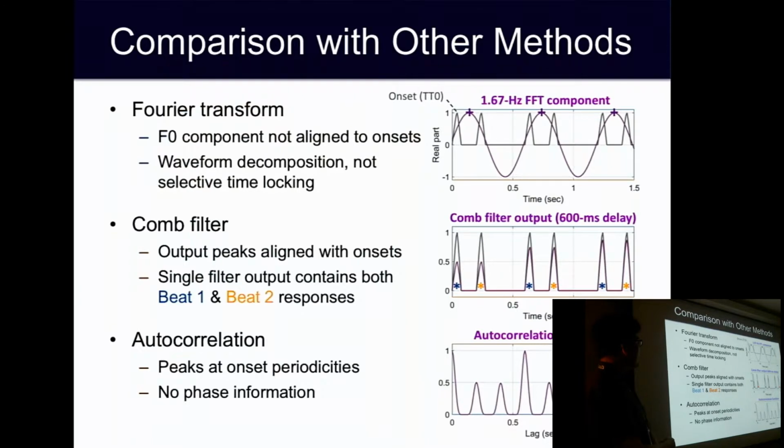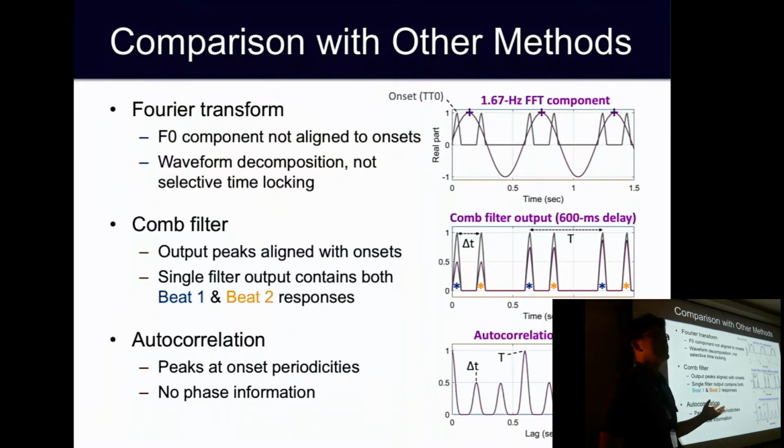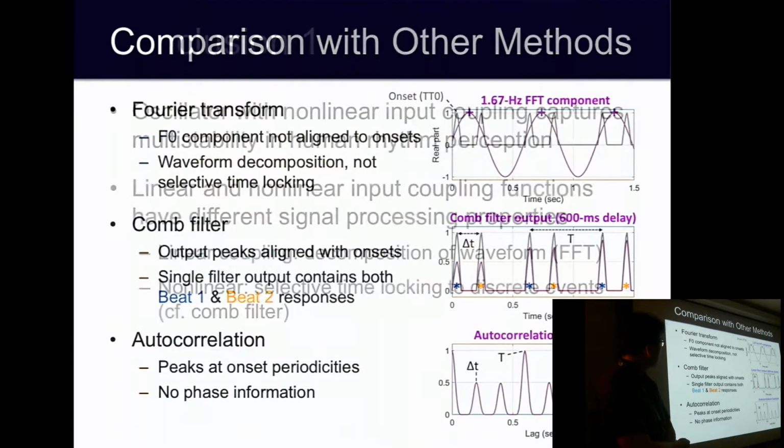Then autocorrelation for TT0 has peaks at onset periodicities. For example, delta T, the shortest IOI, and capital T, the period of the whole rhythm. But it doesn't give you any information about the phase. There should be some 1.67 hertz or 600 millisecond periodicity, but where's the beat? It doesn't really tell you.